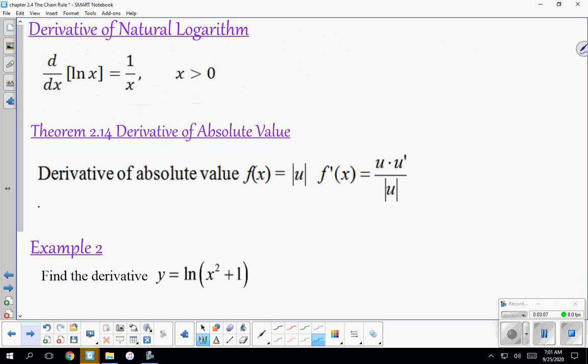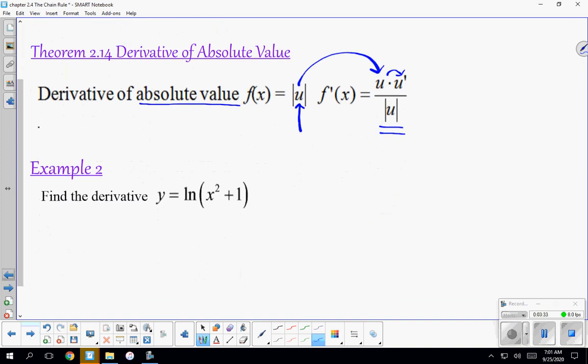So when we have the derivative of a natural logarithm, it's just 1 over x. Again, if this is anything other than just an x, then we do have to apply the chain rule. Absolute value functions, I don't see a lot, but if we are supposed to do that, whatever function is in here, we carry over, then we multiply by its derivative, and it's all over the absolute value of the denominator.